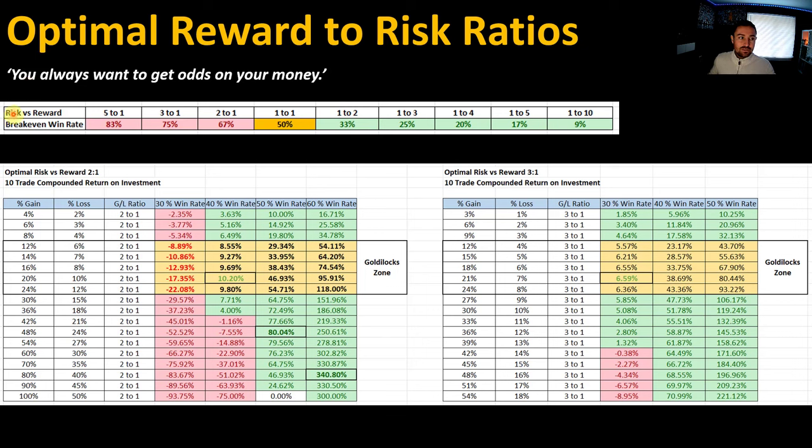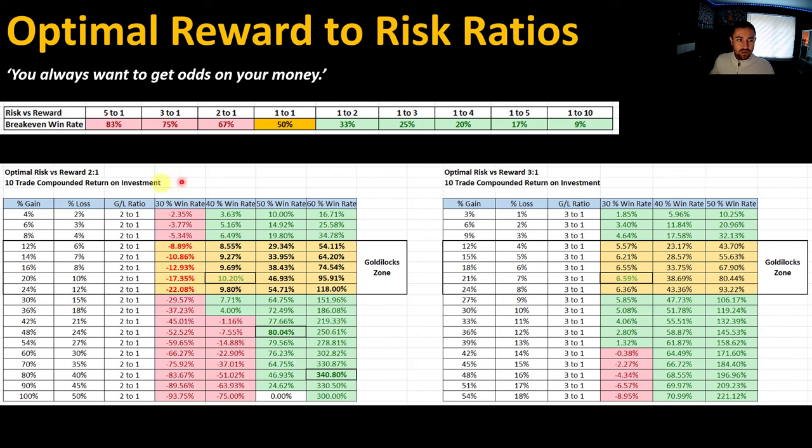So what we have here is risk versus reward, and the break-even win rate. You want to get odds on your money, because if your risk is 3 units and you're only getting 1 unit of return, your break-even win rate is 75%. You have to be right 75% of the time just to break even. However, if you risk 1 unit and you get 3 units back overall, over a large series of trades, your break-even win rate doesn't have to be 75%, it has to be 25%. So this is about building in failure to your system, not having to be right all the time. So maintaining and controlling a healthy reward to risk ratio is very, very important.